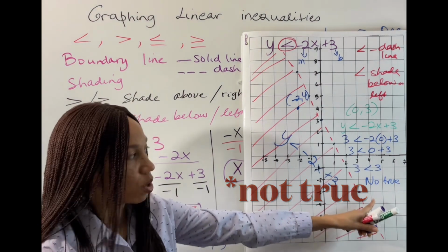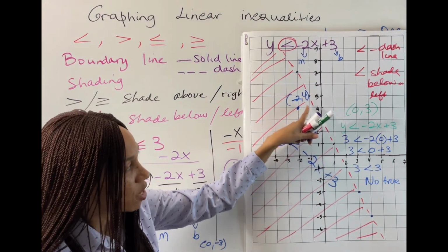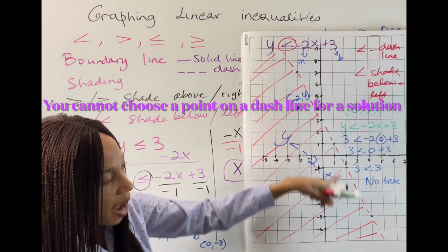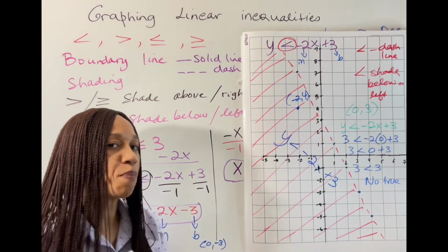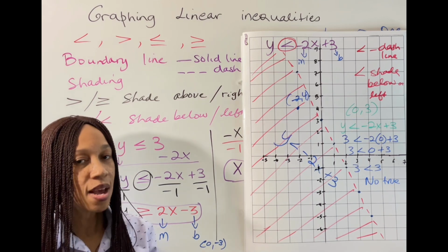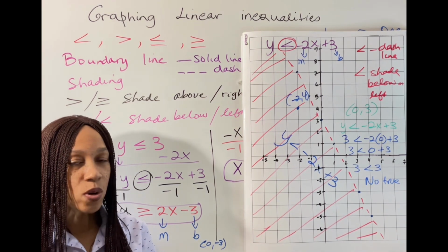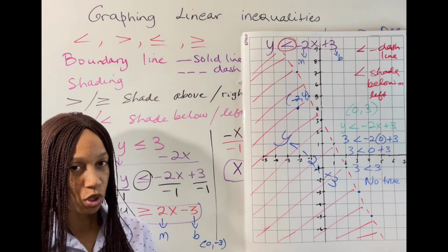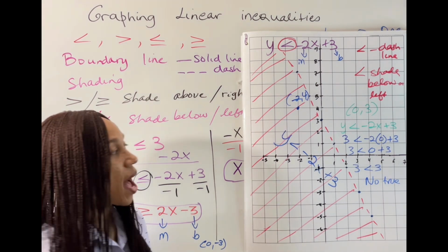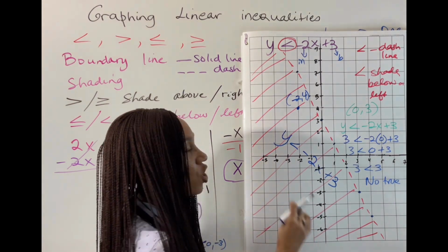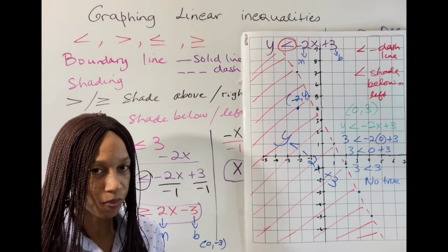This is not true because the point that you chose, which is this point, is on the dash line. You cannot choose a point that is on the dash line for your possible solution. Only on the solid line you can do so. So you have to choose any point that is within the shaded region as your possible solution.